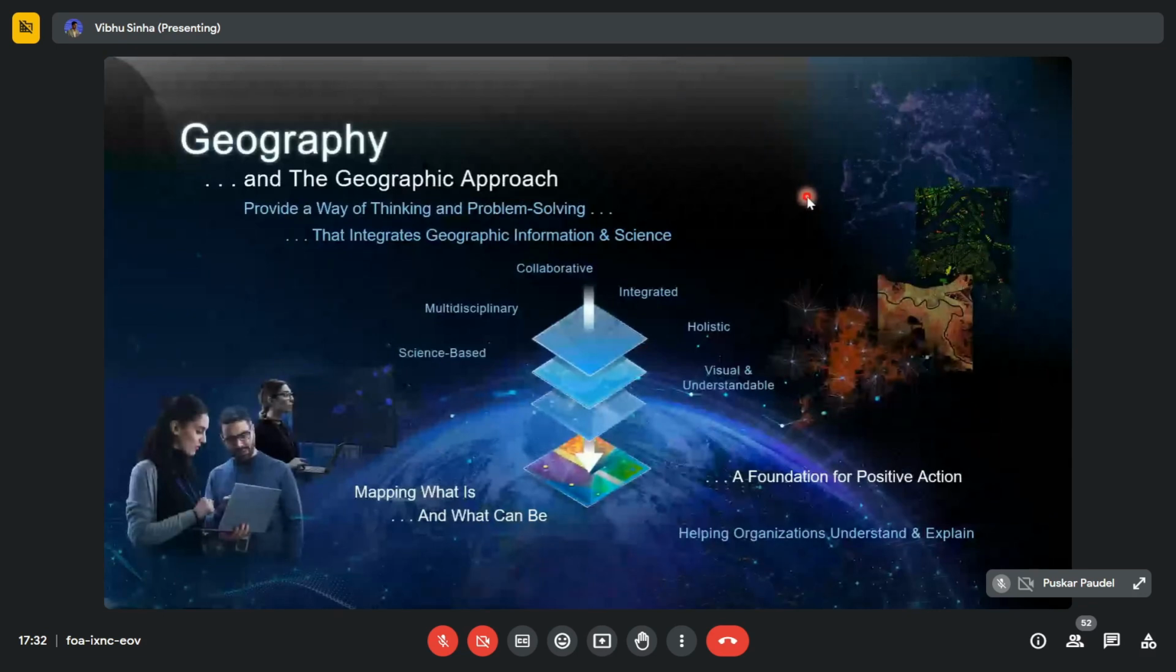So what is the geographic approach which you would take? First thing, as I said, we need to bring all those factors, all those problem statements, onto a map. So mapping is: what is the problem and what can be the solution. That should be your mapping criteria. It has to be collaborative. It has to be integrated. So all the data should come onto a single platform.